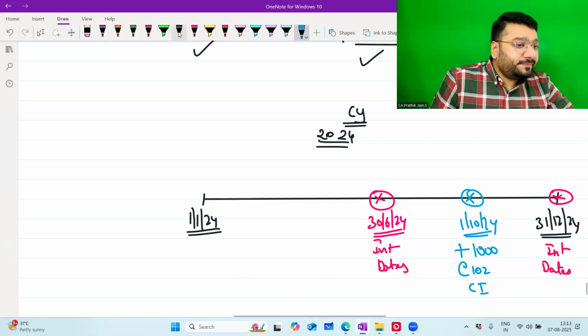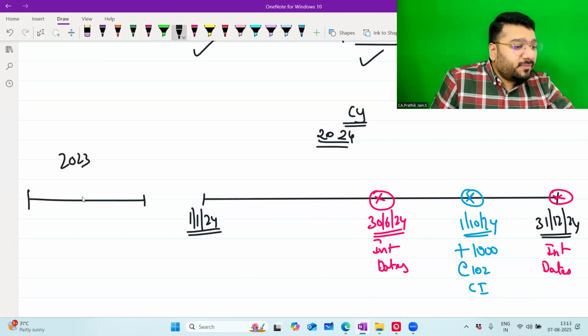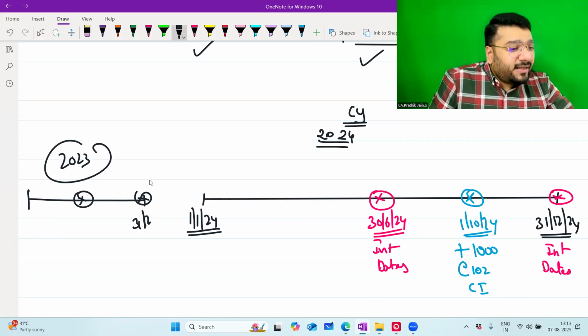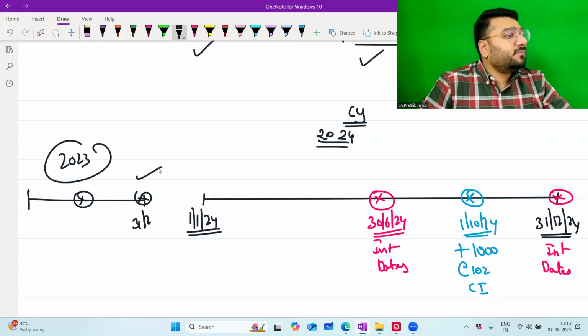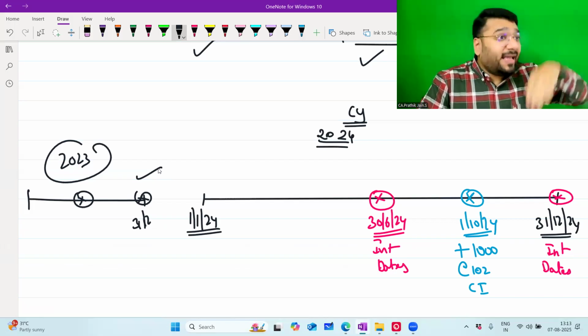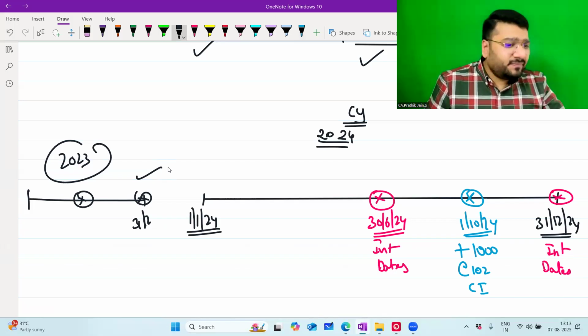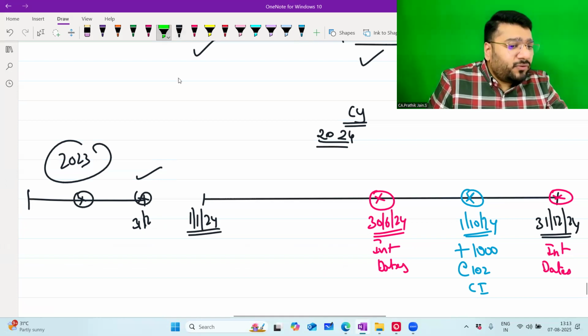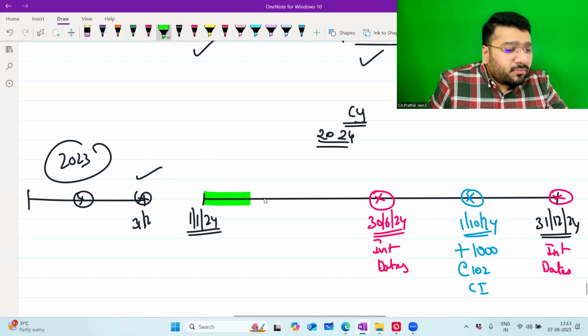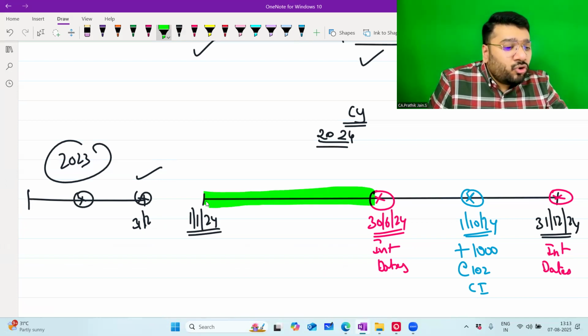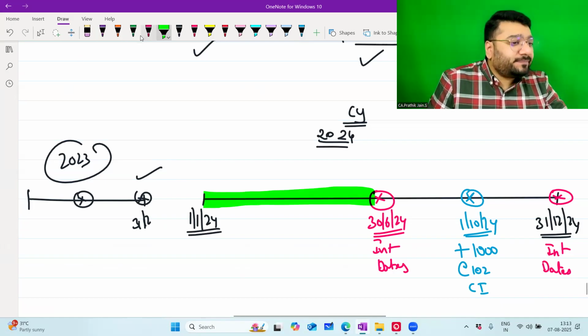Previous year, 2023, interest dates are 30 June and 31st December. So can I say previous year interest was already paid in the previous year? Yes, sir. Previous year interest is getting carried forward to current year? No, leave it. My question to all of you: from 1/1/24 to 30 June 24, who was the holder of the bond or debenture?